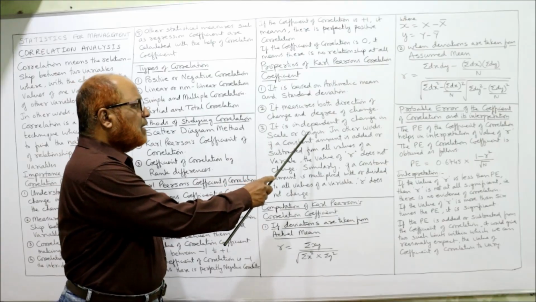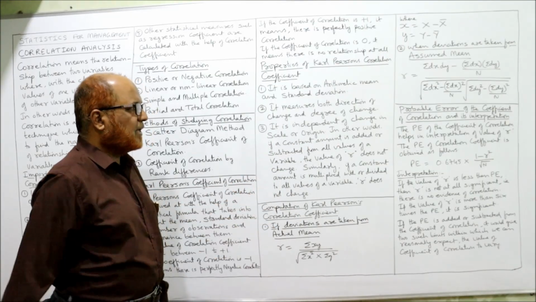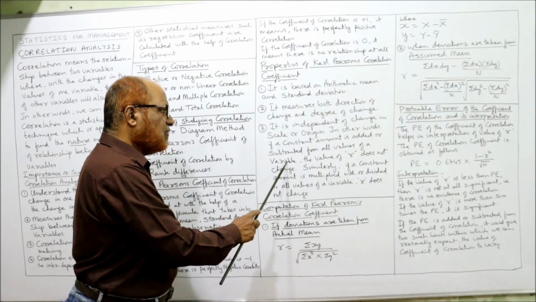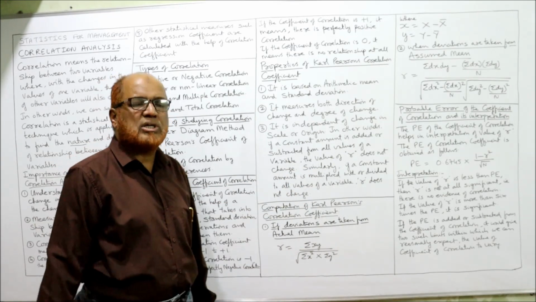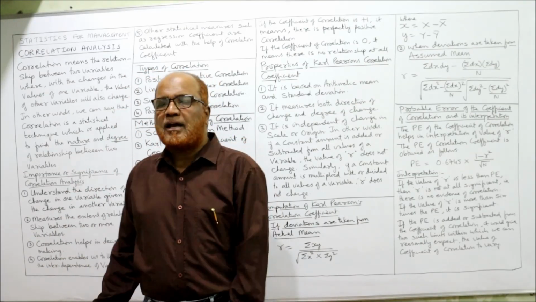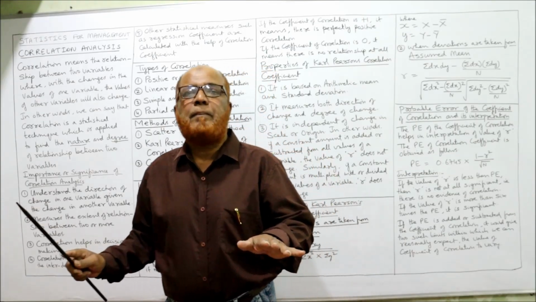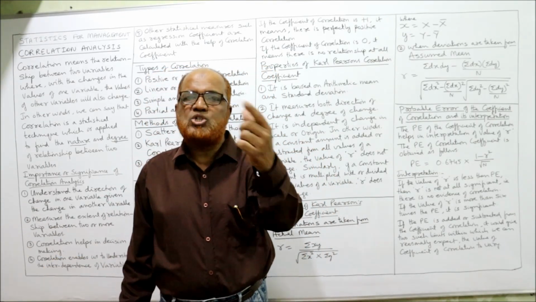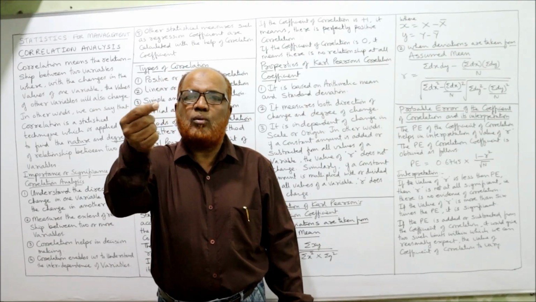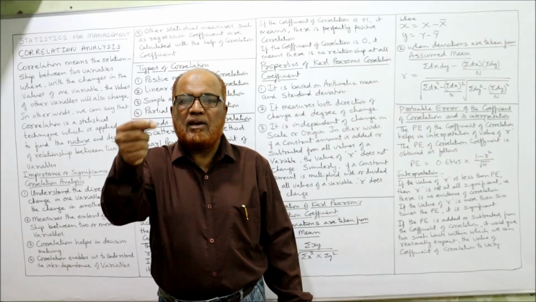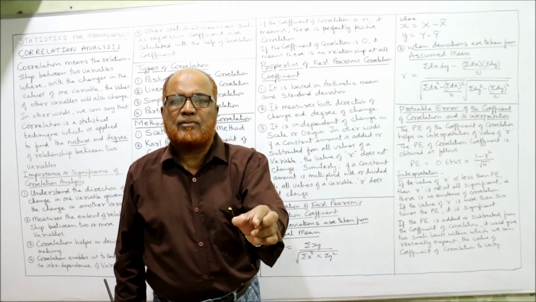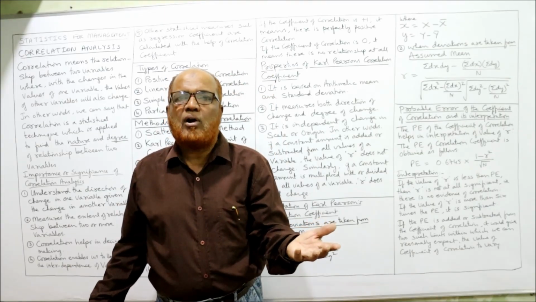Third one, it is independent of change in scale or origin. In other words, if a constant amount is added or subtracted from all values of a variable, the value of r does not change. The coefficient of correlation calculated by Karl Pearson is independent of change in origin and change in scale. Change in origin means if a constant value is added to or subtracted from all the variables, the value of r will not change.